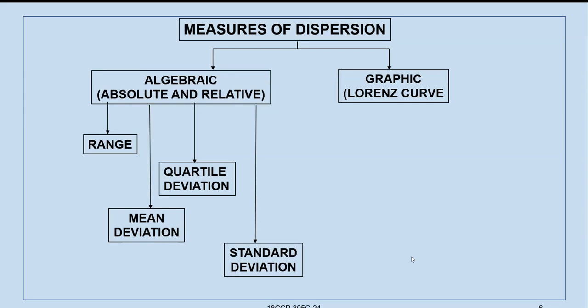These are the measures of dispersion we have seen, that is algebraic and graphic. In algebraic, we have absolute and relative, and in a graph, we have Lorentz curve for understanding the measures of dispersion by using graph paper. We have range, mean deviation, quartile deviation, standard deviation.